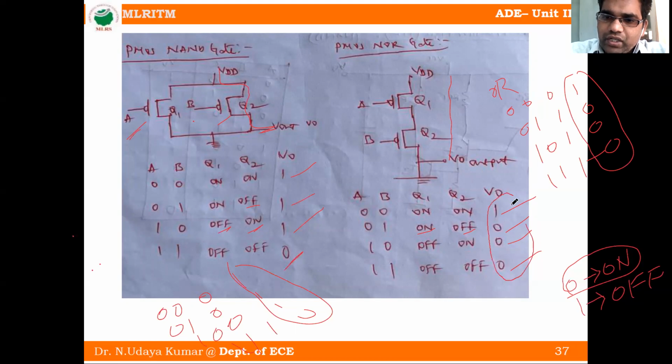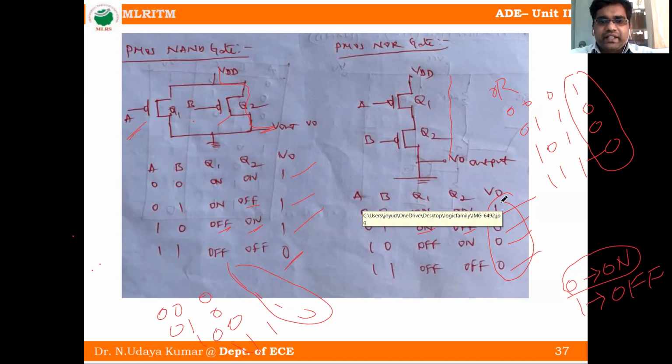This is the output. So finally we say that PMOS transistors can be used as a NAND gate by connecting them in parallel, and PMOS transistors are used as a NOR gate by connecting them in series. So this is PMOS as a NOR gate and a NAND gate.